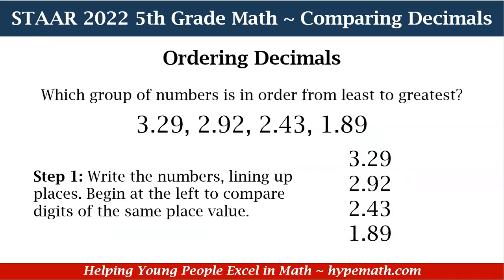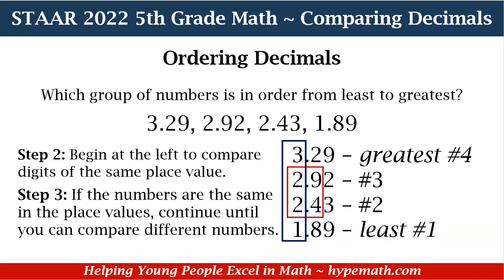Now we're going to dive in and see how to order decimals. And when we order decimals, we follow some of the same steps. So we have a group of numbers and we want to order them from least, which means smallest, to greatest, which means largest, okay? And our numbers are 3.29, 2.92, 2.43, and 1.89. Our first step, which is like what we talked about in comparing decimals, is we need to write the numbers, lining up the decimal places, and we are going to begin at the left to compare the digits of the same place value, okay?